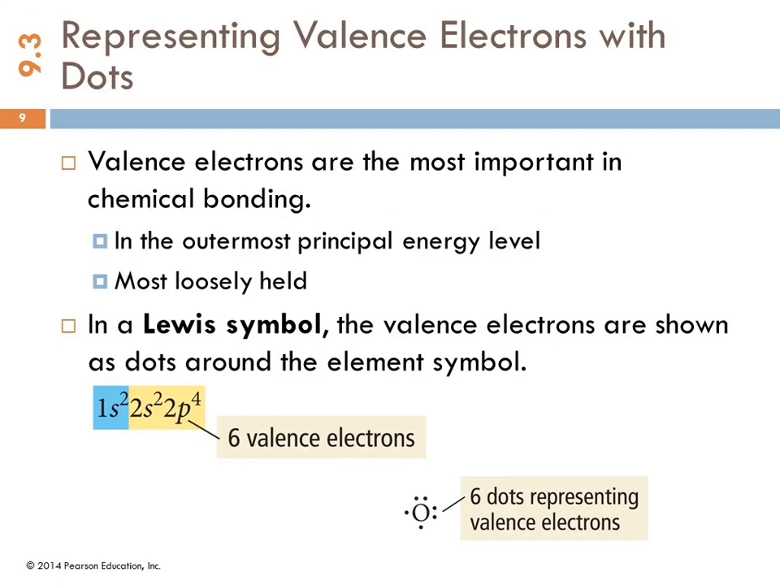So back to these Lewis structures, or now they're calling them Lewis symbols. We are interested in the valence electrons. The valence electrons are in the outermost principal energy level. They are the most loosely held, and these are the electrons that are interacting with other atoms. These are the electrons that are involved in bonding. So in a Lewis symbol, we are just going to show the valence electrons.